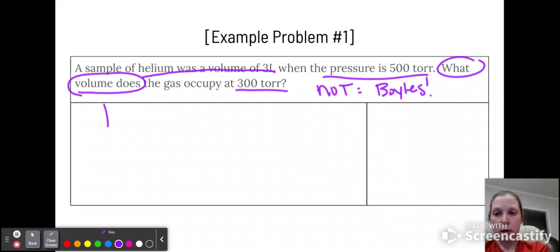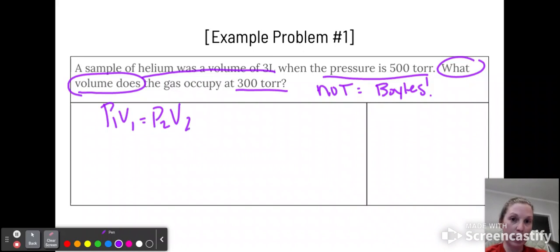Okay, so this is our P1 V1 is equal to P2 V2. When you know that, we can label things in our problem as well. You need to look at the pressure and volume that are written together. So these first two, volume of 3 liters when the pressure is 500 torr, those are linked together. So 500 torr would be our P1 and 3 liters would be our V1. We are given 300 torr later in the problem, which would be P2. So that means we are looking for V2.